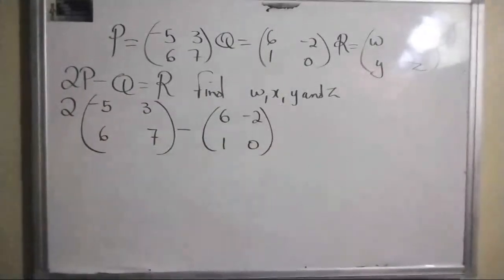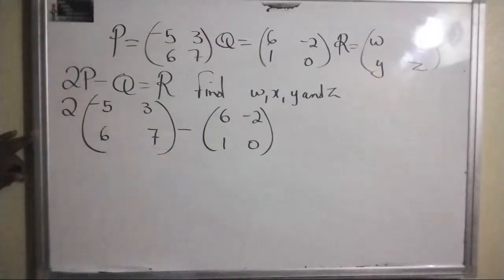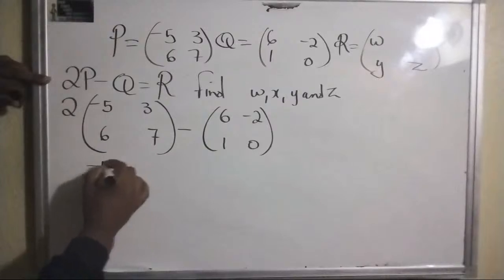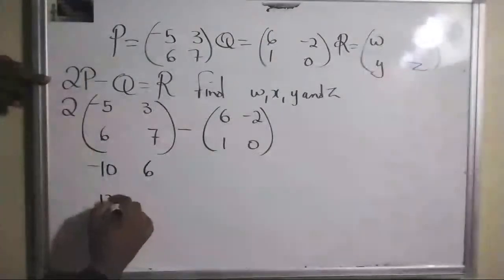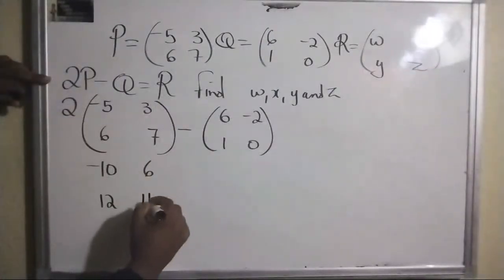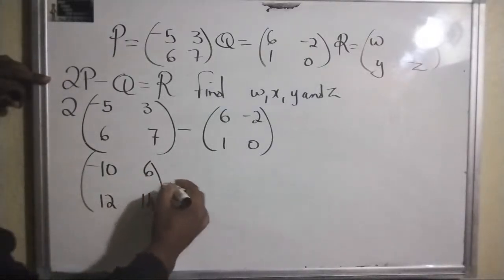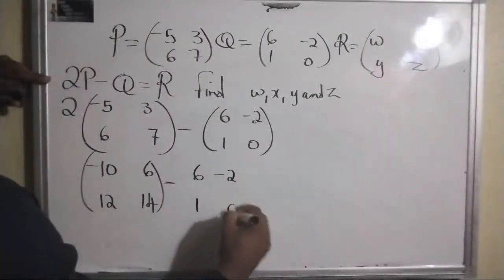So remember what the BODMAS rule says? The BODMAS rule says we are supposed to do the multiplication first. So we're going to expand the bracket. We're going to multiply each element in the 2 by 2 matrix by 2. So 2 times negative 5, that's negative 10. 2 times 3, that is 6. 2 times 6, that is 12. And 2 times 7, that is 14. And then now we're going to subtract Q, which is 6, negative 2, 1, and 0.